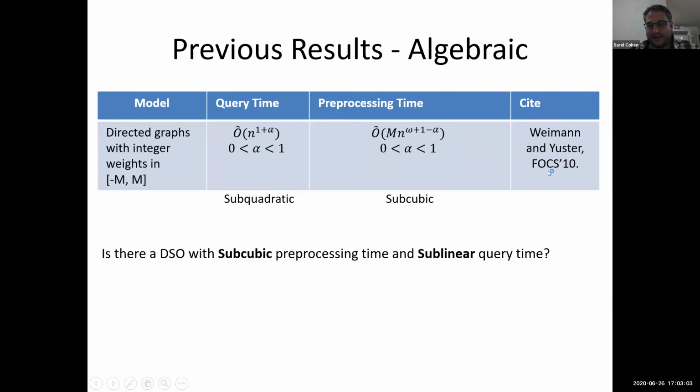In FOCS 2010, Weimann and Yuster presented a subcubic distance sensitivity oracle for directed graphs with integer edge weights in the range -M to M. Its preprocessing time is subcubic, O tilde of mn to the power of omega plus 1 minus alpha. Here alpha is a parameter between 0 and 1, which presents a trade-off between the preprocessing time and the query time, and omega is the matrix multiplication exponent. And the query time is subquadratic. It is O tilde of n to the power of 1 plus alpha. Just a remark, the result is for multiple failures, and here we present it for the case of a single failure.